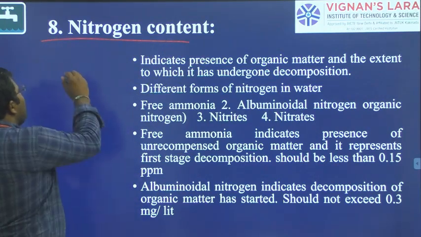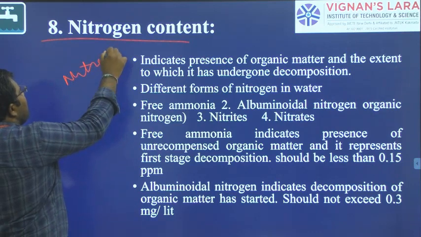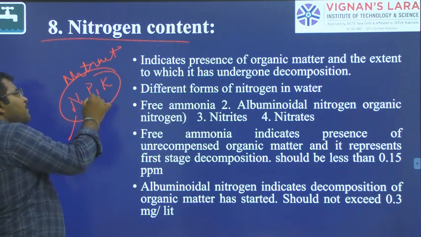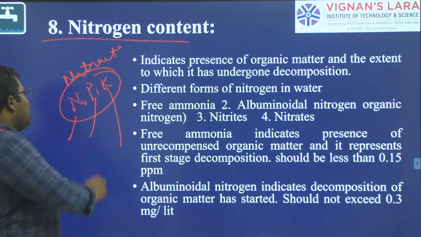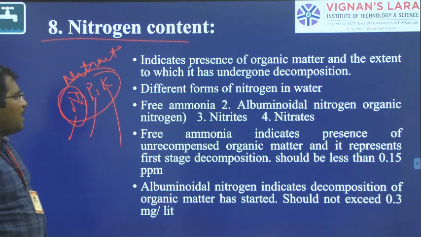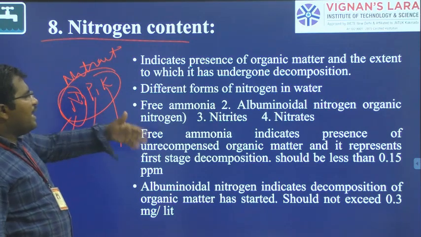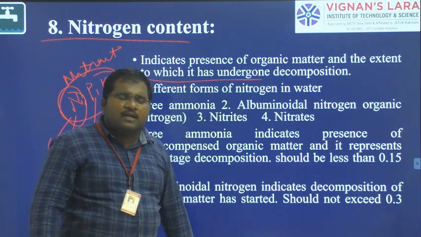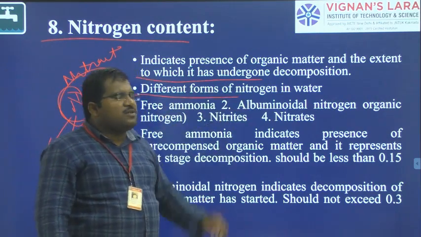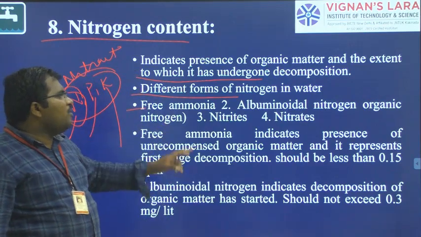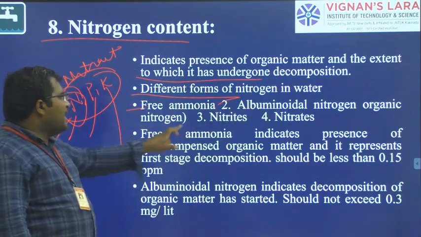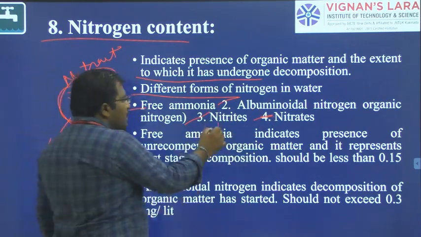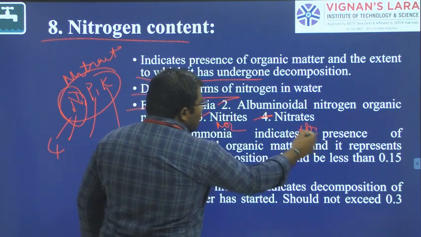We can also call it a nutrient present in the water. Why is it called a nutrient? For plants, the major nutrients required are nitrogen, phosphorus, and potassium. Among these, nitrogen is most important. It is available in 4 forms. It indicates the presence of organic matter and the extent to which it is going to undergo decomposition. The different forms of nitrogen in water are free ammonia, albuminous nitrogen, nitrites, and nitrates. Nitrites means NO2, nitrates means NO3.